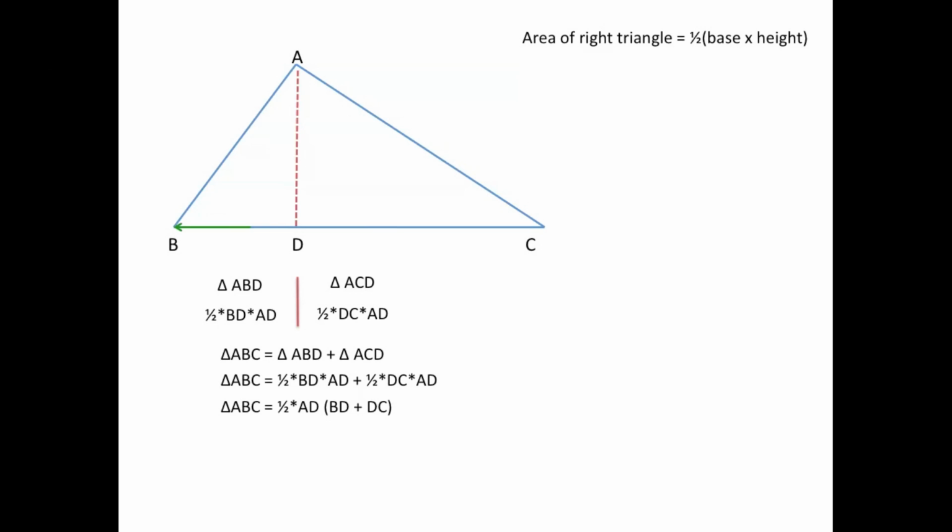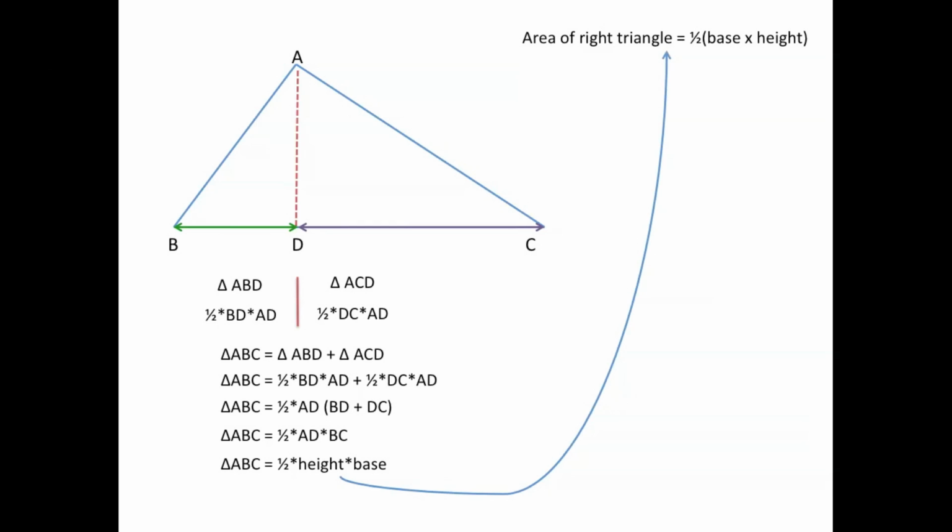And if you look at the diagram, we see that BD is this line and DC is this line. So those together combined will form the line BC. So we can replace BD plus DC with BC. So we end up with half times AD times BC. Now, AD is actually the height of triangle ABC, and BC is the base of triangle ABC. So that shows that the area of triangle ABC is also half times its height and base, which is the same thing we've retrieved here.